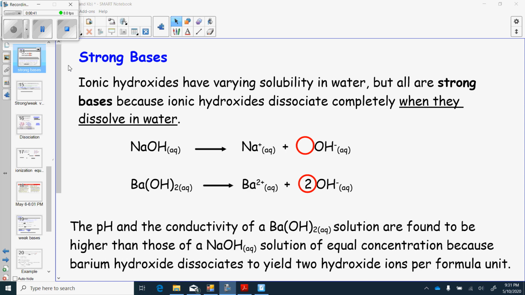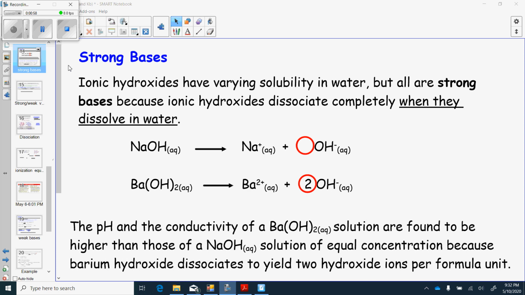With Ka values, it's really a Keq for acids, and so our benchmark is 1. If the Ka is greater than 1, you have a very strong acid. If Ka is less than 1, you have a weak acid. The lower it goes below 1, the weaker the acid becomes.